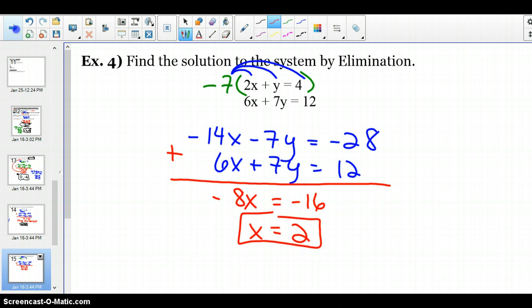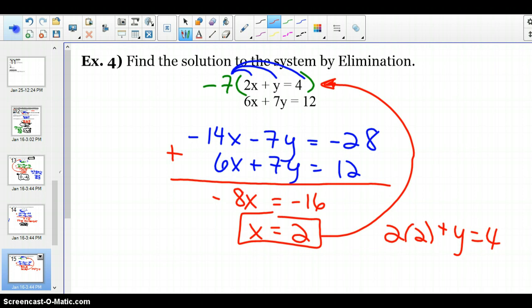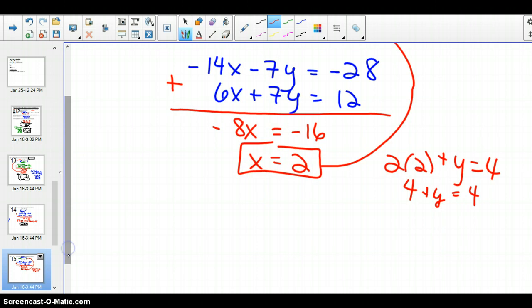Alright, so you guys are pros by now, I'm sure. You just take this, plug it back in. This one looks a little easier. So 2 times 2 plus y is equal to 4. 4 plus y is equal to 4. That actually means that y is 0.